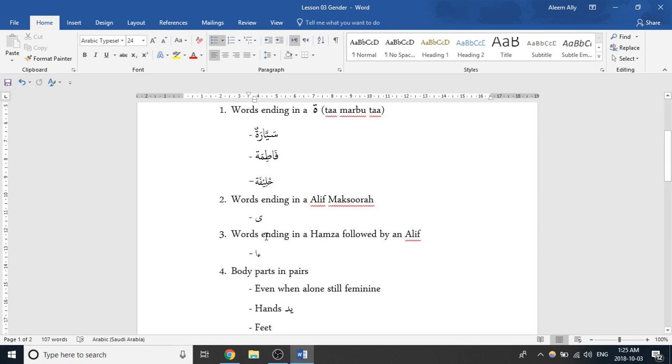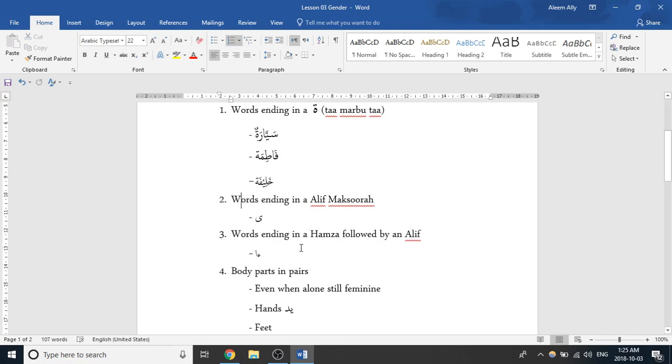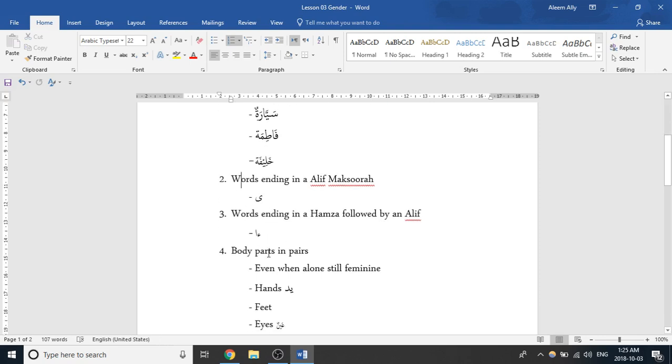So number 2 and 3 repeat the same pattern. All we're looking at is a word that ends with this, and it's known as an alif maksura. It's a ya without any dots. And number 3 are words ending with a hamza followed by an alif, right? Hamza followed by an alif. I actually don't know any examples of these two, so we'll try and look for some, and then we'll point them out in the examples, right? But I don't know any, so that means they haven't come up in any of the examples in Taqwa yet.